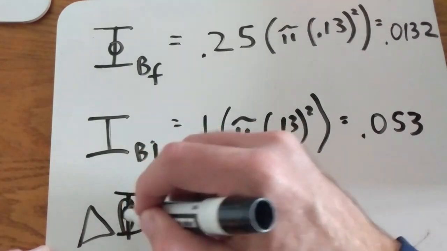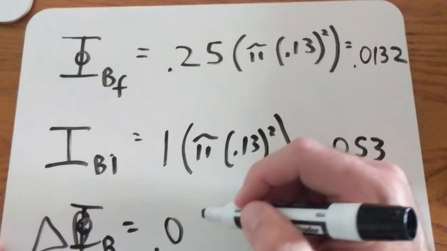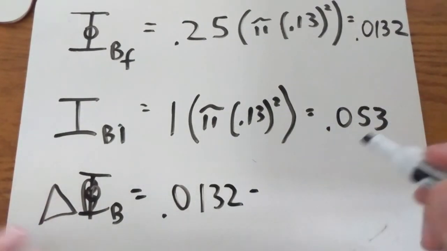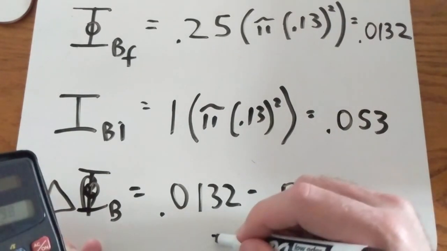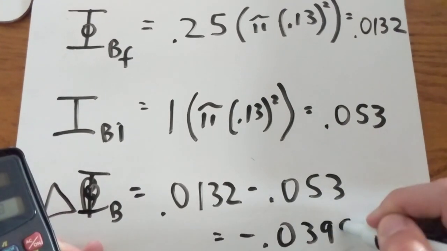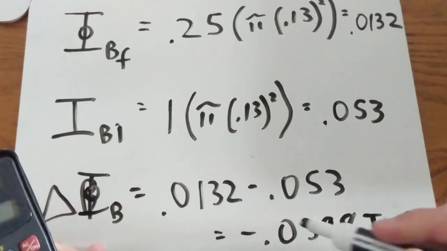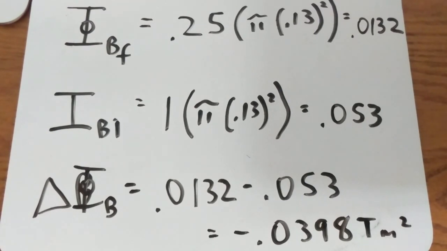Change in magnetic flux equals our final, which is 0.0132 minus 0.053. And we can go to our calculator again, 0.0132 minus 0.053, and we get a change in magnetic flux of negative 0.0398 Tesla meters squared. And yes, there's a negative there, but big deal. That's just going to tell us in general the direction of the current. And we really don't care what direction of the current. We already know that when we're dealing with electromagnetism, it's an alternating current.